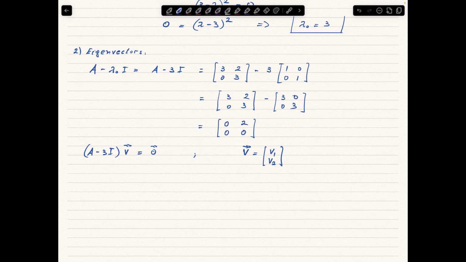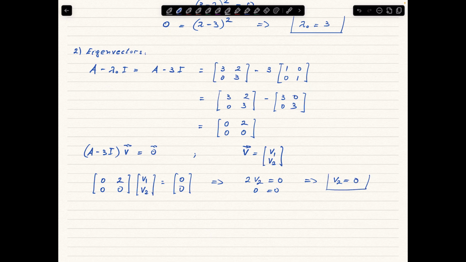Anyway, let's write down this equation explicitly: 0, 2, 0, 0, acting on the vector with components v1 and v2 has to be the vector 0, 0. Well, from here we get only one equation, which is 2v2 has to be 0. The other equation is just 0 equals 0, so it doesn't matter. The first equation says that the second component has to be 0. And what happened with the first? Nothing. We don't know. The first one is totally free, but it has to be non-zero.